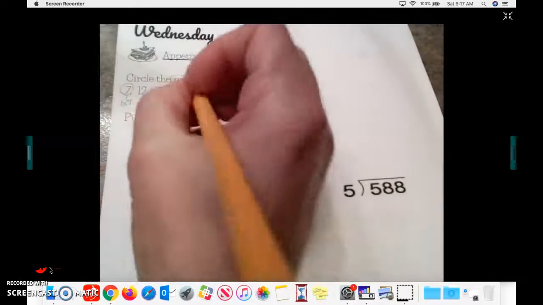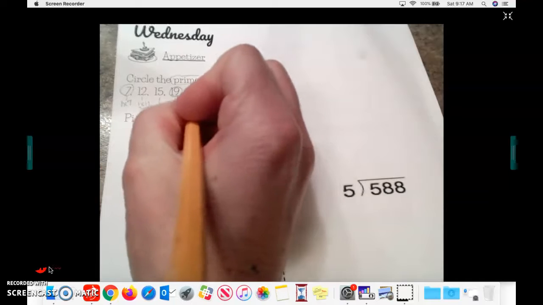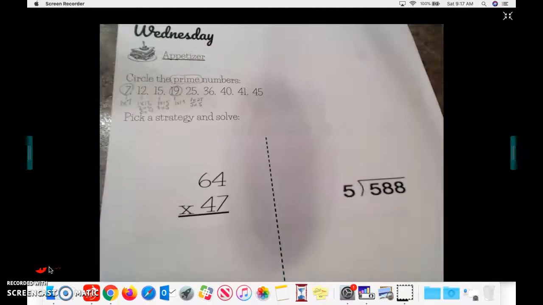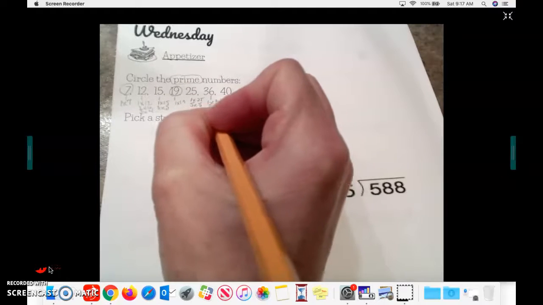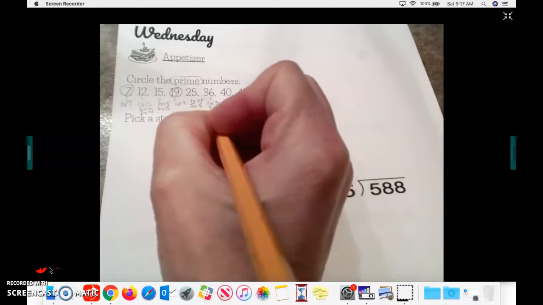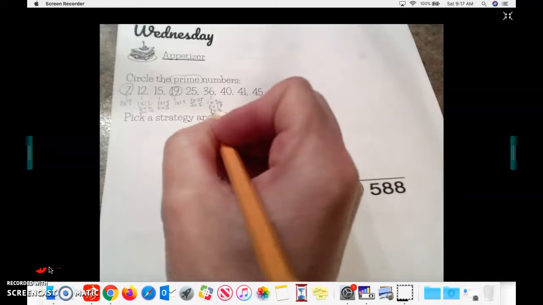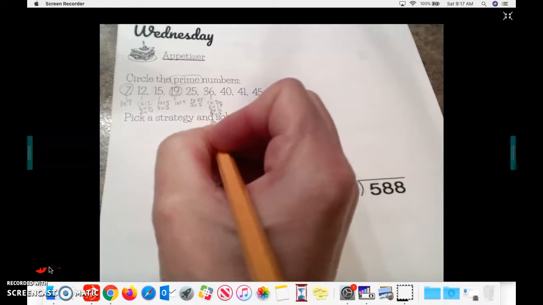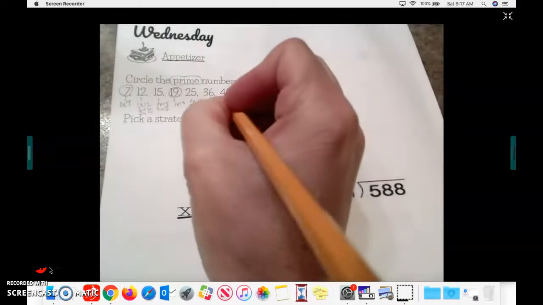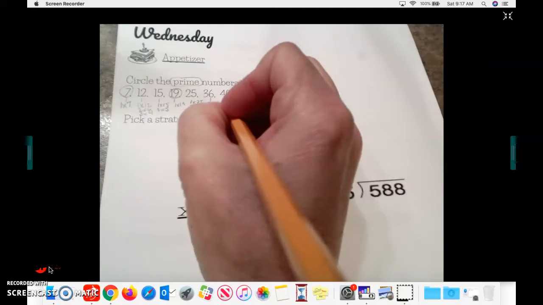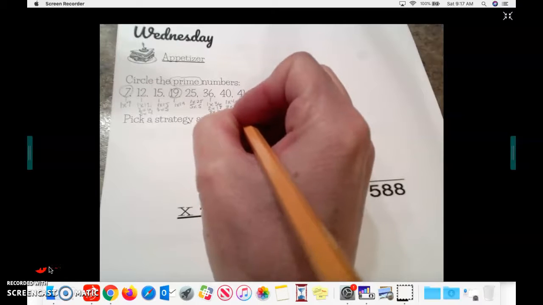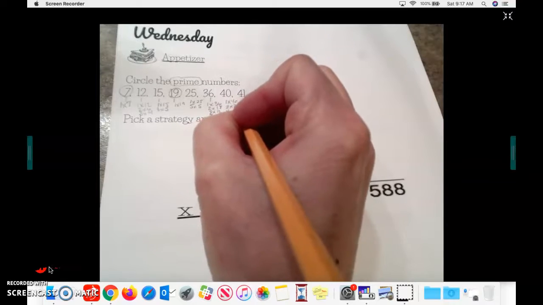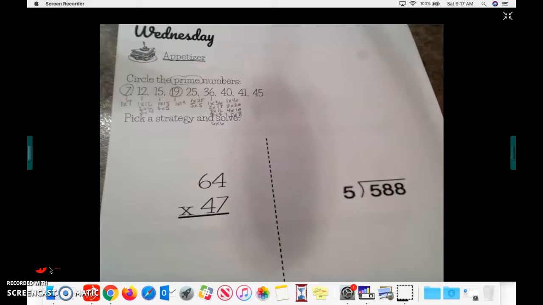The number 25, we have 1 and 25, and then 5 times 5. It is composite. 36 has multiple factors, 1 times 36, 2 times 18, 3 times 12, 4 times 9, 6 times 6, so it is a composite number. 40, I have 1 times 40, 2 times 20, 4 times 10, 5 times 8. It is a composite number.